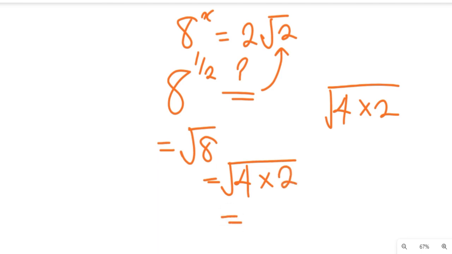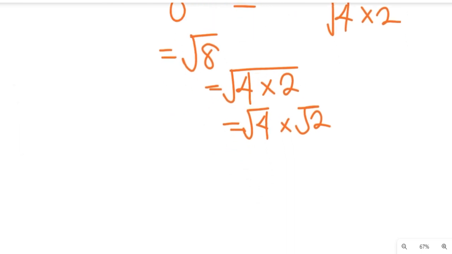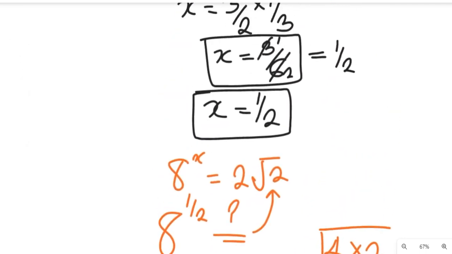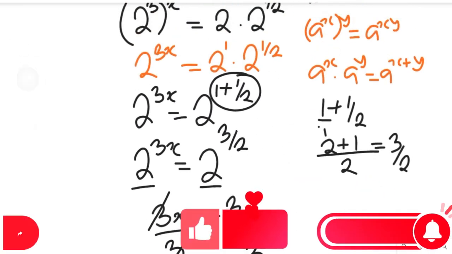According to the law of surds, this can be separated. This will give us the square root of 4 multiplied by the root of 2. If we simplify, the square root of 4 is going to give us 2, multiplied by root 2. So you see the left-hand side is equal to the right-hand side. What does that tell us? x equal to 1 divided by 2 is the value of x that satisfies that exponential equation above.